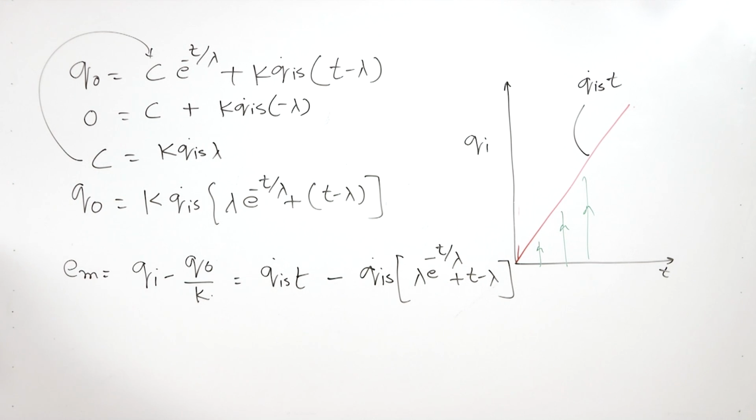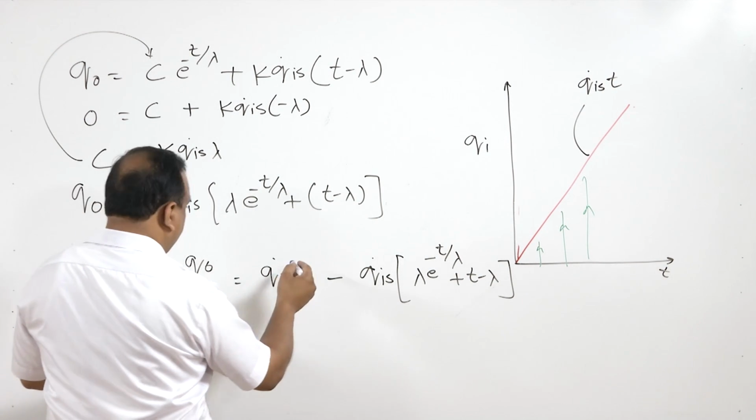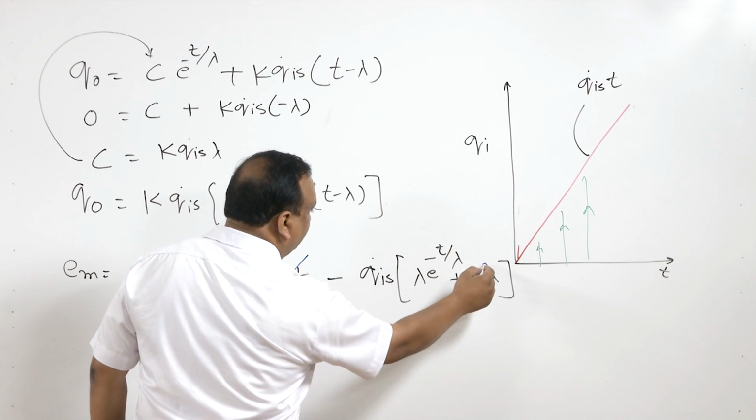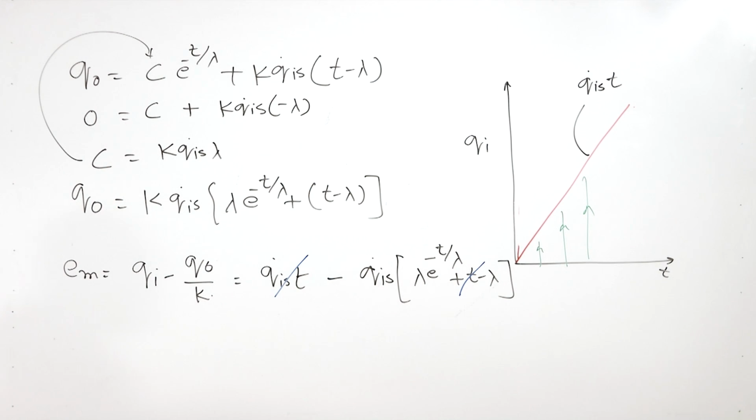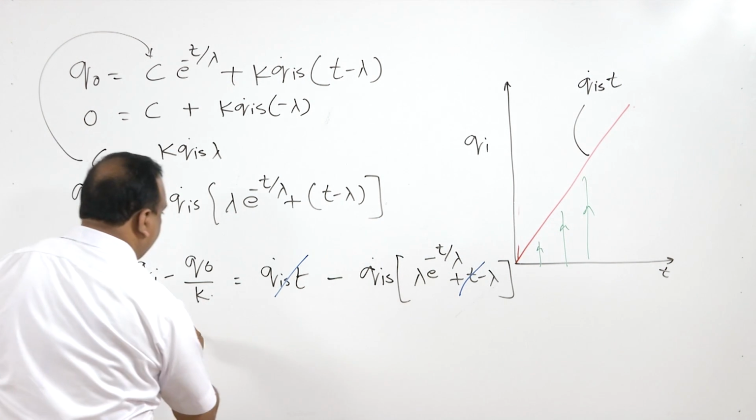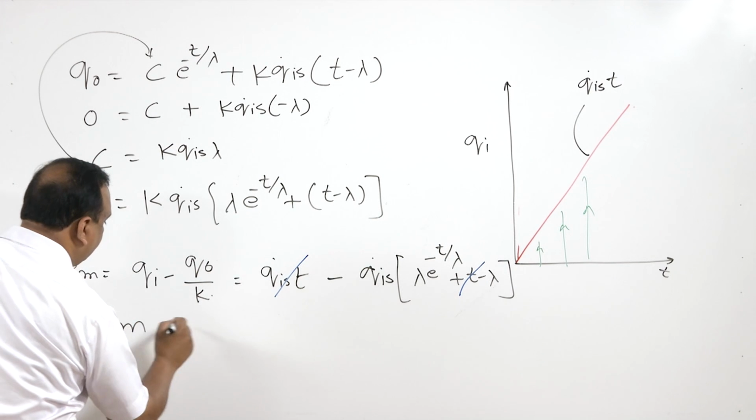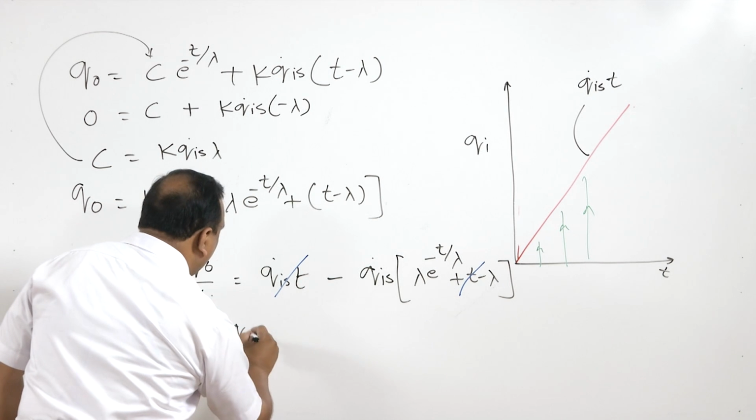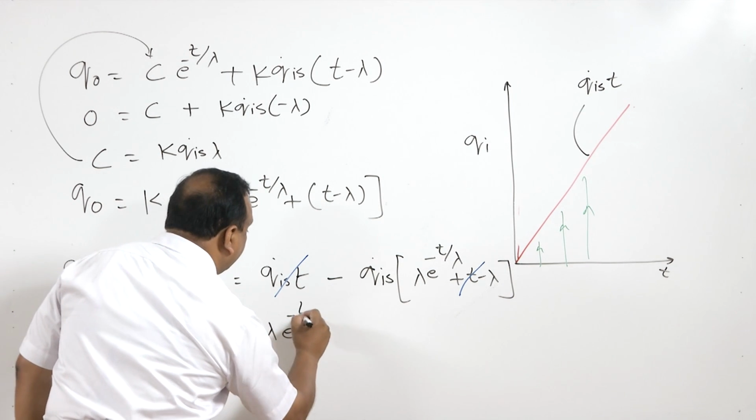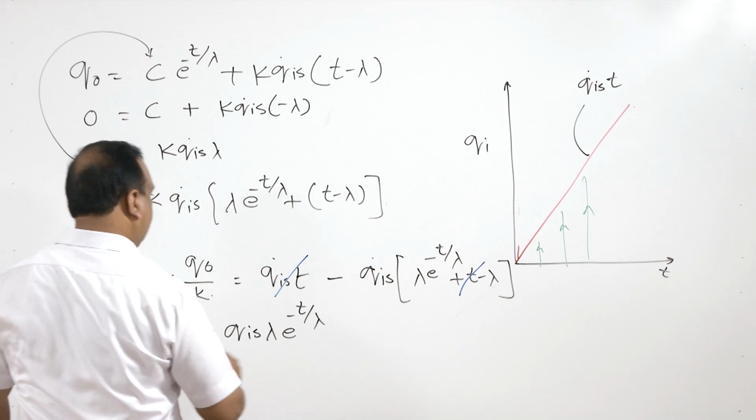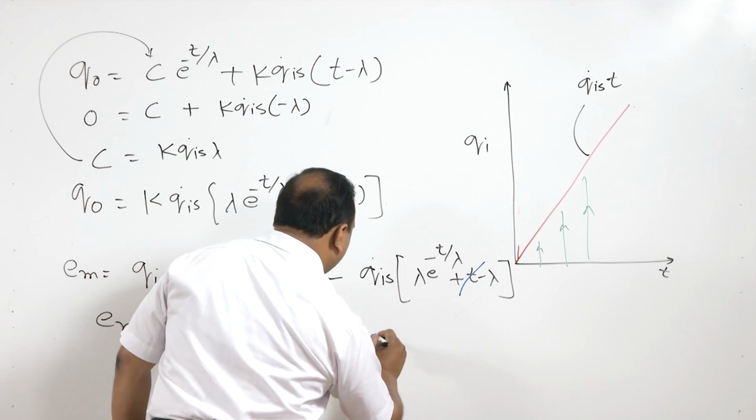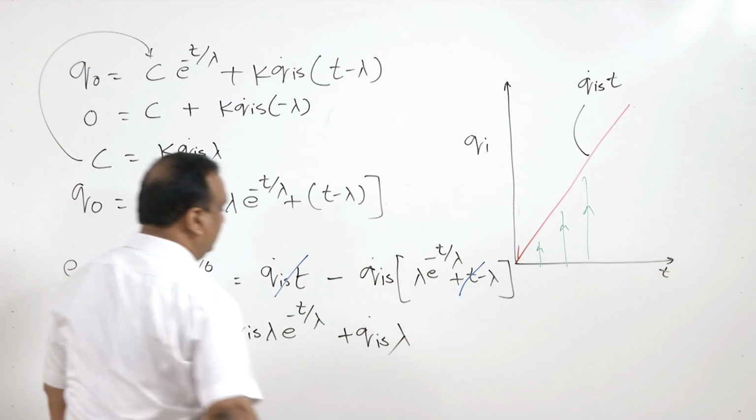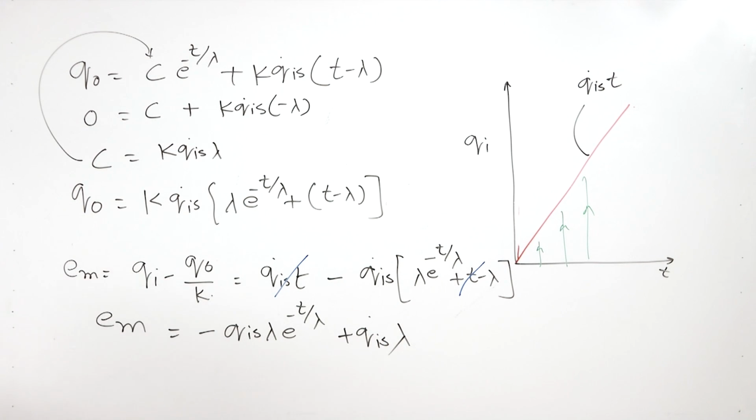Now here this Qis dot t will cancel this, and we will get the final expression as error in the measurement is equal to minus Qis dot lambda e raised to power minus t by lambda plus Qis dot lambda. This is the error in the measurement.